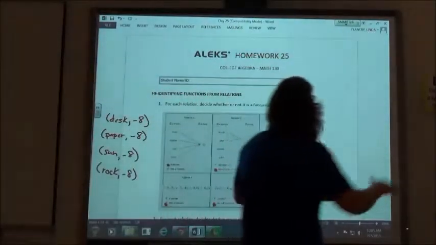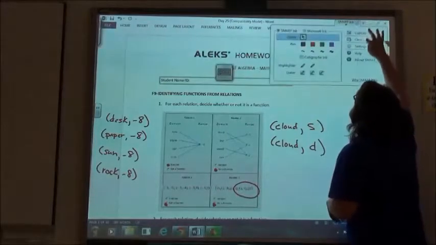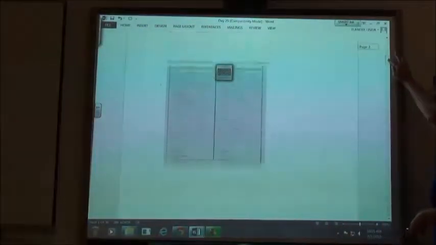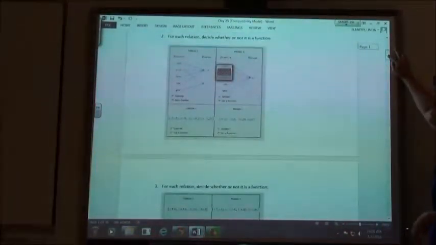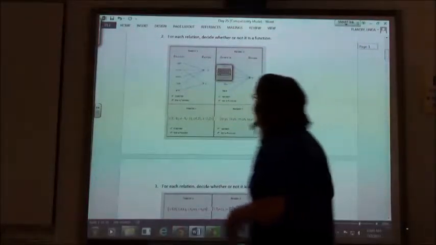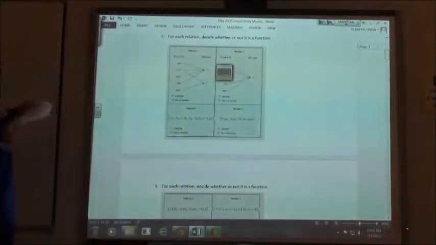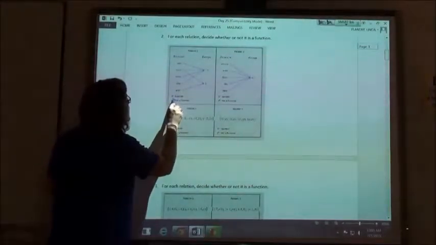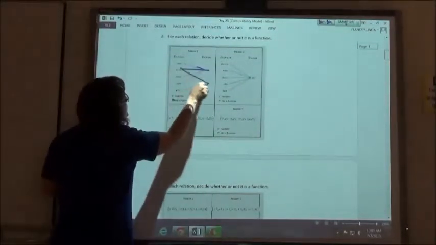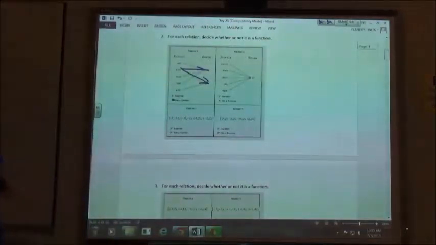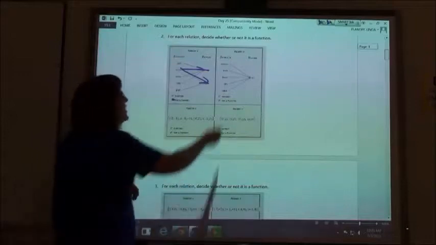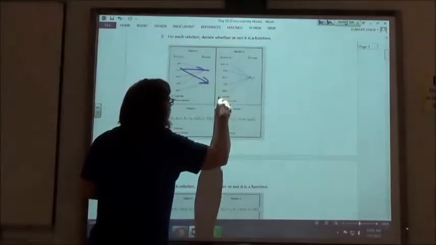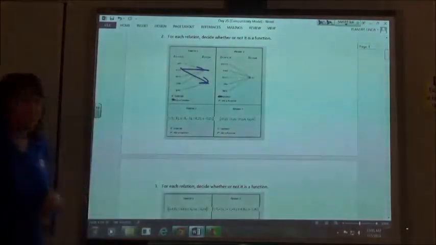So for each value in my domain, I can only have one corresponding value in my range in order to be a function. So if I look at number 2 on the first one, is that a function or not? It is not a function. The rock goes to two different things, right? Goes here, not a function. How about the second one? Yes, that is a function. Each one of these only goes to one thing.